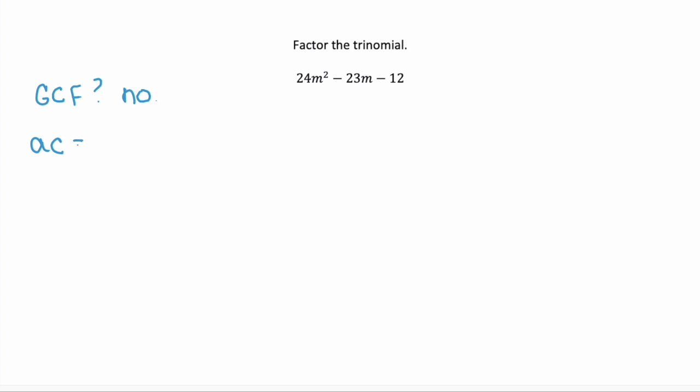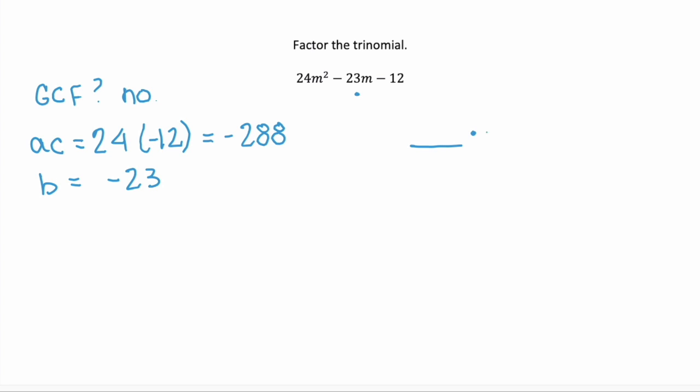Next step is to find our key number, a times c, or 24 times negative 12, which equals negative 288. See, that's a really big number for us to factor. And b is negative 23. Now remember, our goal here is to be able to rewrite this middle term. And to do that, we need two numbers that multiply together to give us negative 288, but also add to give us negative 23.